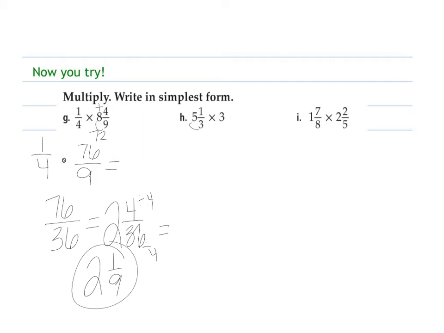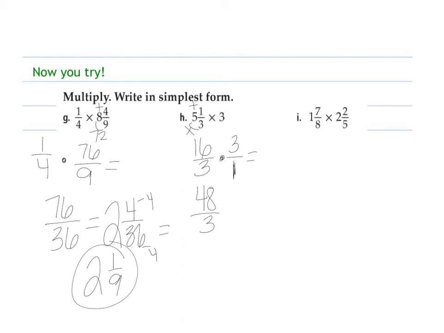5 and 1/3 times 3. So 3 times 5 is 15 plus 1. So 16/3 times 3 over 1. So 16 times 3. I know that 15 times 3 is 45. So 16 times 3 would be 48. So I would just add another 3. So 48/3.